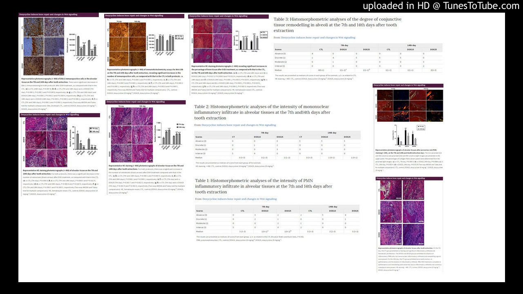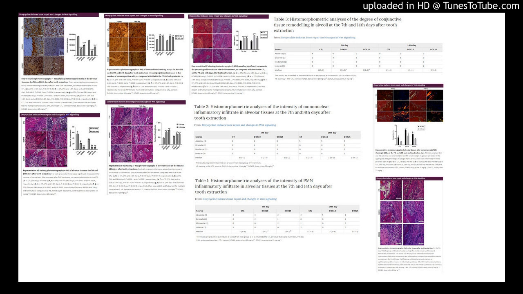Picrosirius red staining in the DOX10 group, on the 7th and 14th days, revealed an increased percentage of type 1 and 3 collagen fibers compared with the CTL and DOX25 groups. The DOX10 and DOX25 groups exhibited increases in osteoblasts on the 7th and 14th days. However, there were fewer osteoclasts in the DOX10 and DOX25 groups on the 7th and 14th days.